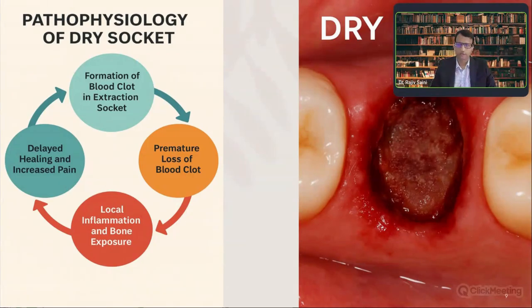In altogether, if you want to understand the pathophysiology of dry socket in the simplest form, once the tooth is extracted, there is a formation of a blood clot in the extraction socket. And if there is a premature loss of the blood clot, it leads to localized inflammation and bone exposure. And this whole systematic process leads to delayed healing and increased pain. This is basically how the dry socket happens and what the key components involved in the dry socket are.